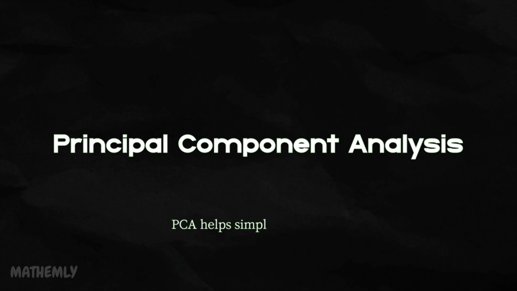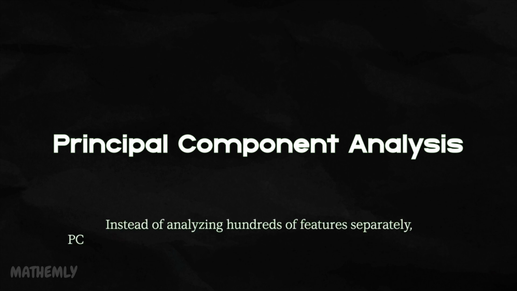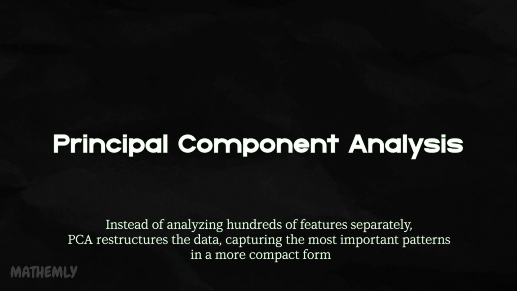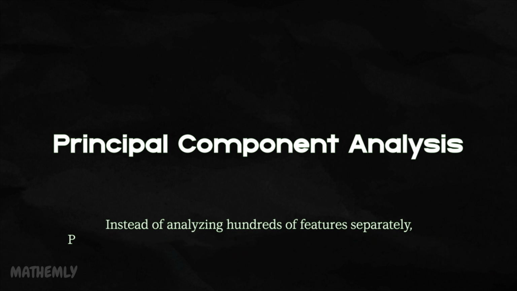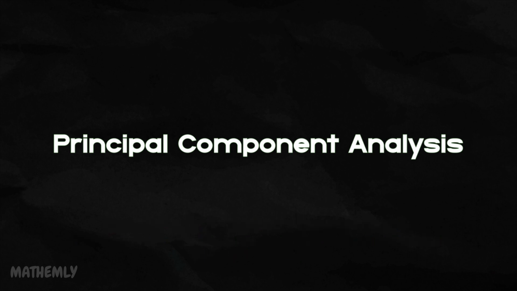High-dimensional datasets can be difficult to interpret or visualize. Instead of analyzing hundreds of features separately, PCA restructures the data, capturing the most important patterns in a more compact form. But how does PCA achieve this? It finds new axes called principal components that highlight the strongest variations in the data, making it easier to work with. The best part? I will guide you through implementing PCA step by step using Orange Data Mining.